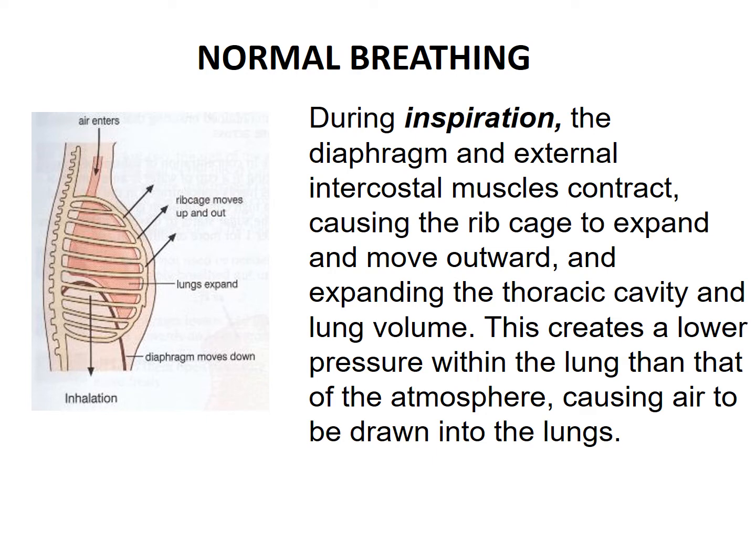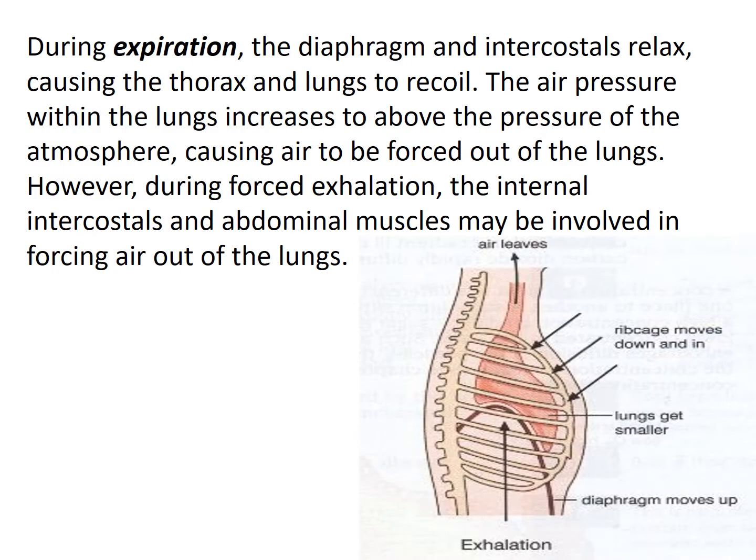And we will see how expiration happens. During expiration, the diaphragm and the intercostal muscles relax, causing the thorax and the lungs to recoil. The air pressure within the lungs increases to above the pressure of the atmosphere, causing air to be forced out of the lungs. During forced exhalation, the internal intercostal muscles and abdominal muscles may be involved in forcing air out of the lungs, where we are pushing the air out from the lungs. That is forced exhalation.